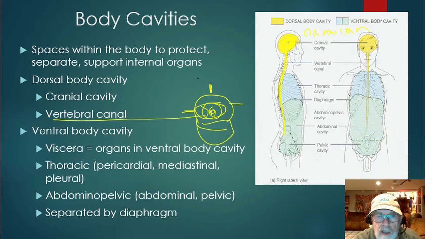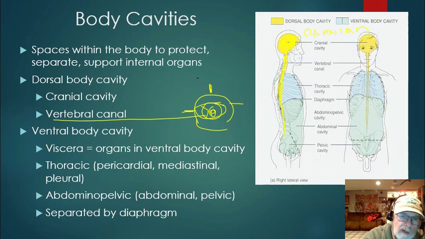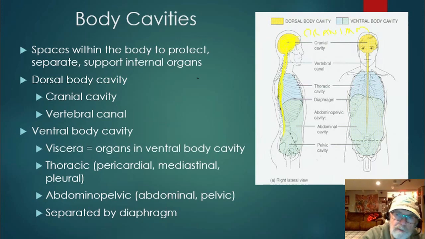So the dorsal body cavity encloses the brain and spinal cord. That's it. Nothing else. Once the nerves leave the spinal cord, they're no longer there. Okay? Brain and spinal cord, dorsal body cavity. Pretty much a piece of cake. Okay? The ventral body cavity is a lot more difficult.